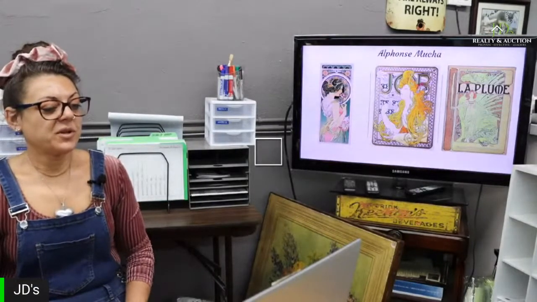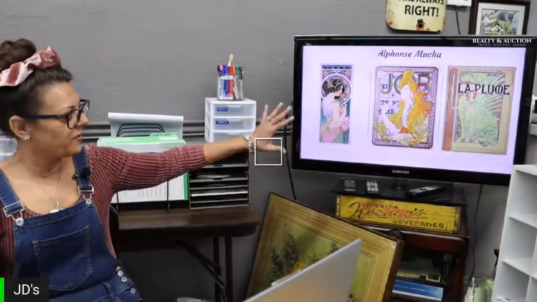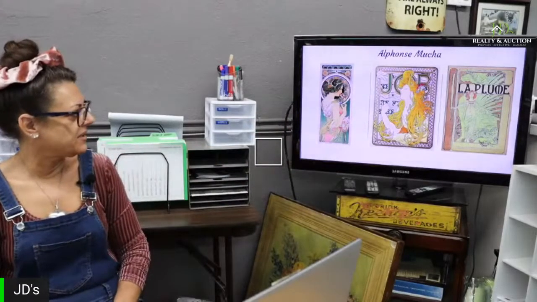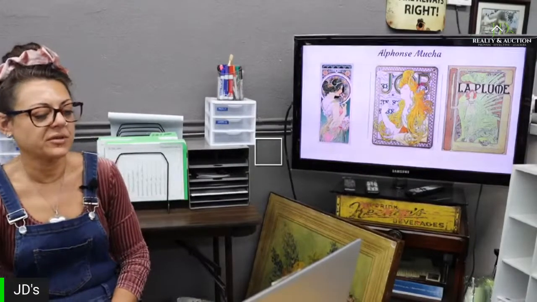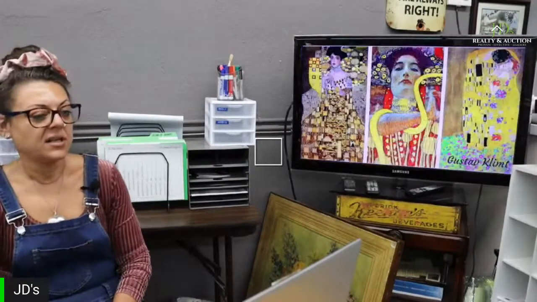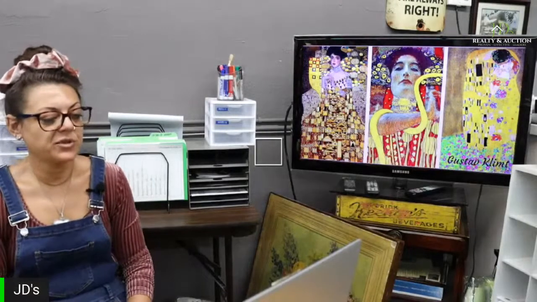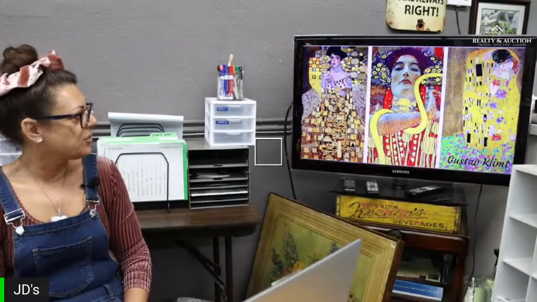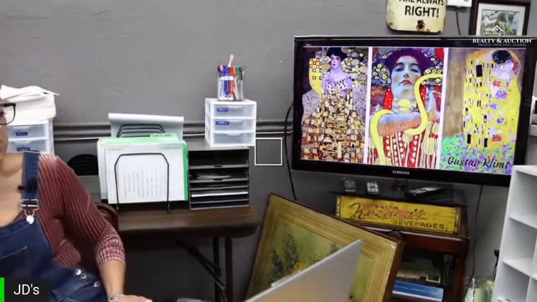One of the most well-known Art Nouveau artists was Alphonse Mucha, and these are some of his more famous illustrations. He was a famous advertising illustrator for J.O.B. rolling papers, for cigarette papers in the early 1900s. And then another famous painter of this time was Gustav Klimt. I think maybe most of you have seen at least one or two of these paintings before.